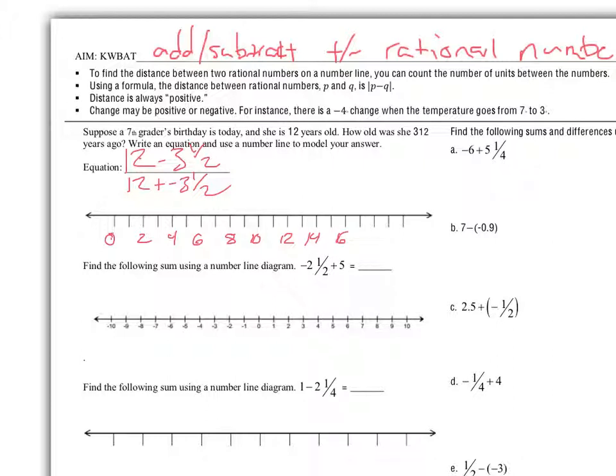Okay, so we know that as we're adding this, our arrow diagram is going to start with positive 12, so we have an arrow positive 12. And then we're adding negative 3.5, so we're counting back 3.5. 1, 2, 3 is going to take us to 9, plus an additional 1/2. And so you're going to see that we're going to end up here between 8 and 9. So that's going to be 8.5.